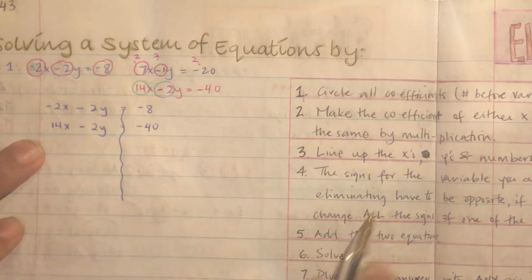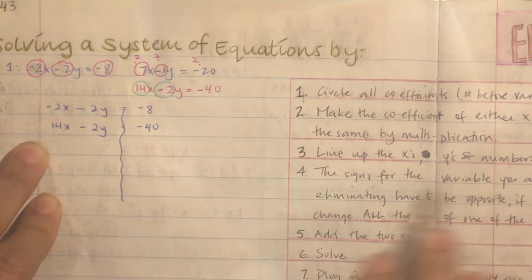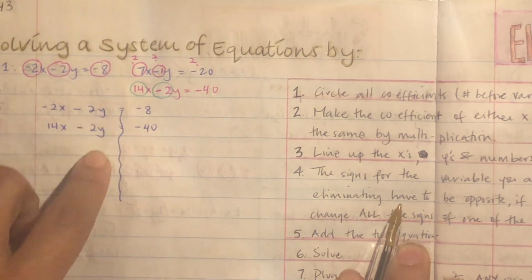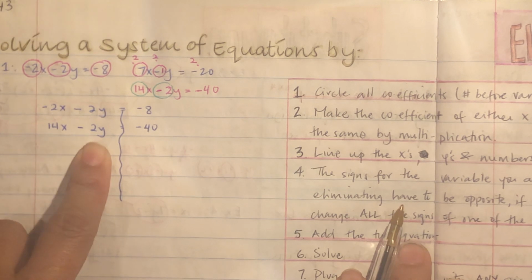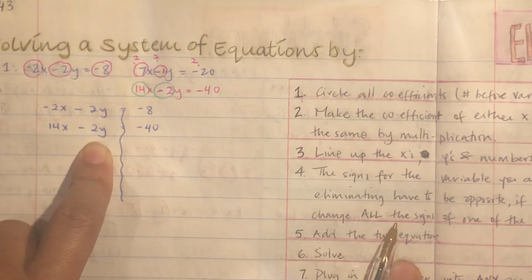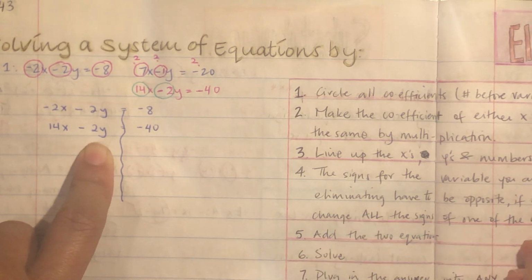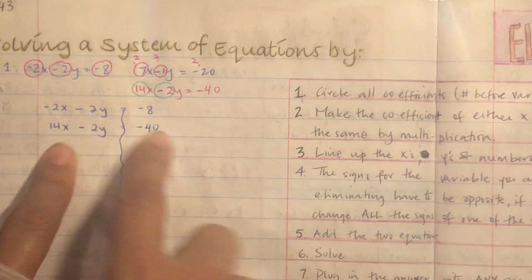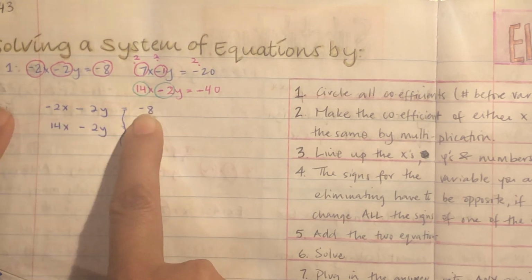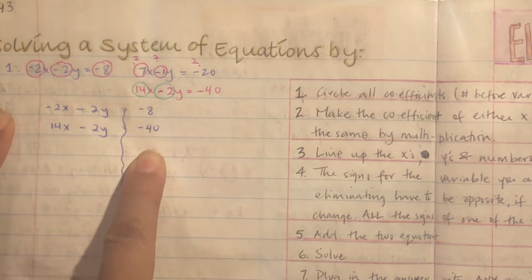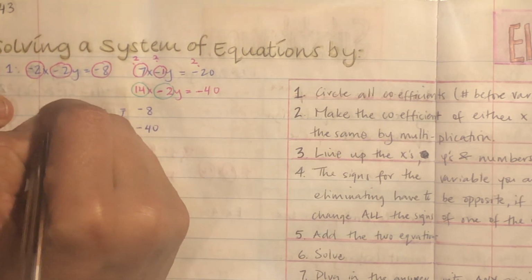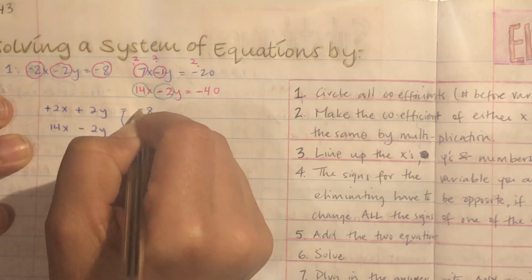Alright, line them up. The signs for the variable you are eliminating, that means the ones that the coefficients are the same, these two right here, the ones that you're going to try quickly getting rid of, have to be opposite. If not, change all the signs of one of the equations. So it doesn't matter which one you do, just change all the signs. Alright, because these are all negative, I'm just going to do it on the top, but you could also do it on the bottom. So I'm going to change all the signs of this one. So that's going to be a plus, and a plus.